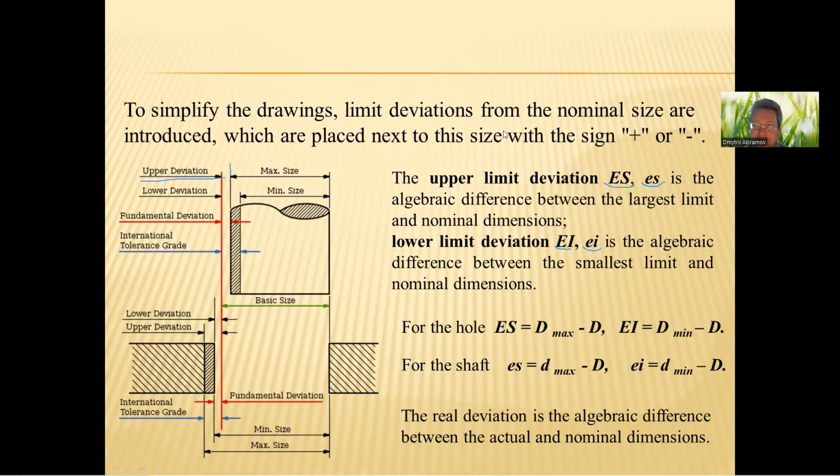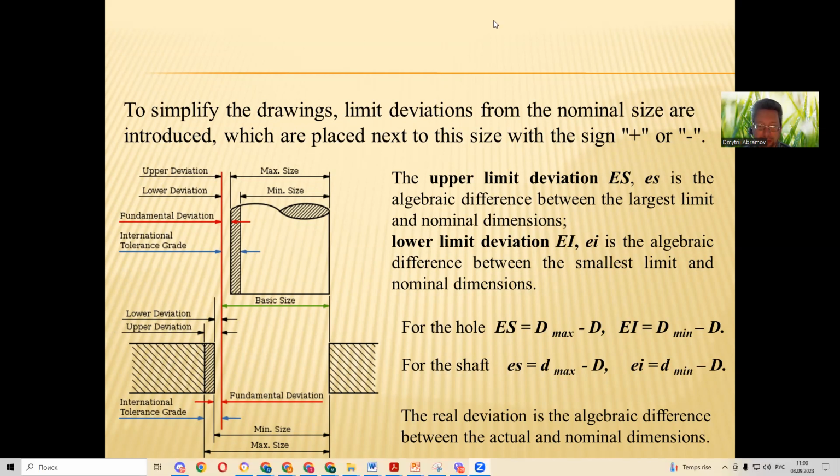So, that was the last slide. Please write down in your notes this scheme with dimensions, with deviations. And write down in your notes the formulas that we can use to calculate upper limit deviations, ES, and lower limit deviations, EI, for the holes and for the shafts. Please do it now.